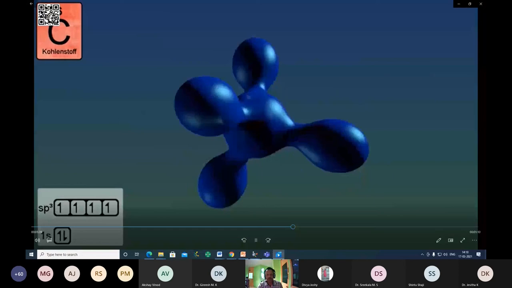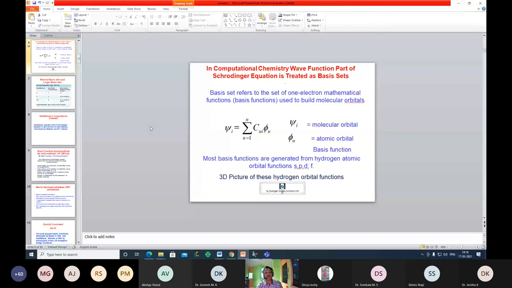So I just show a visual of evolution of hydrogen orbital or hydrogen type basis functions or SPDF functions. S orbital, P orbital, D orbital, F orbital are familiar to us. So actually these basis functions, which combine to form a basis set, originated from these hydrogen type orbital functions.